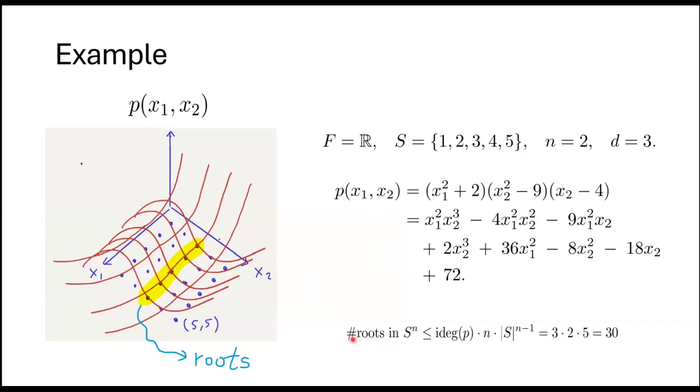In this case, if you look at the number of roots here in S^n, then what you get from Schwartz-Zippel will be this, at most 30. Because we chose S to be too small here, it doesn't really give us a meaningful result, because the cube is 25 and this is 30. So it's not a really good example here, but if we had taken S to be bigger than 5 points, this would exemplify a good case of usage of Schwartz-Zippel.